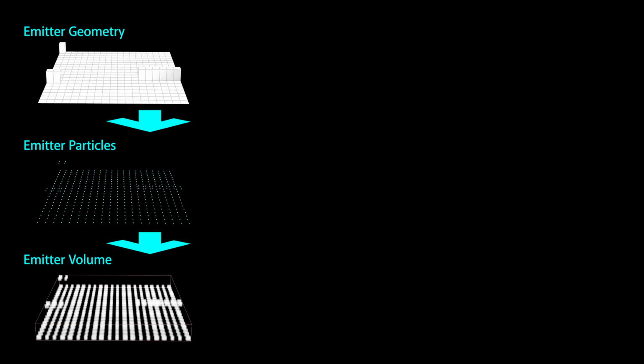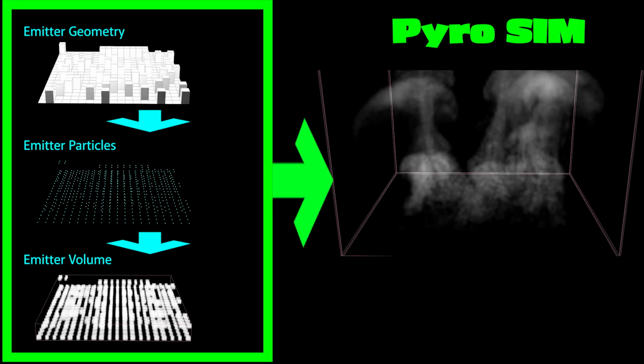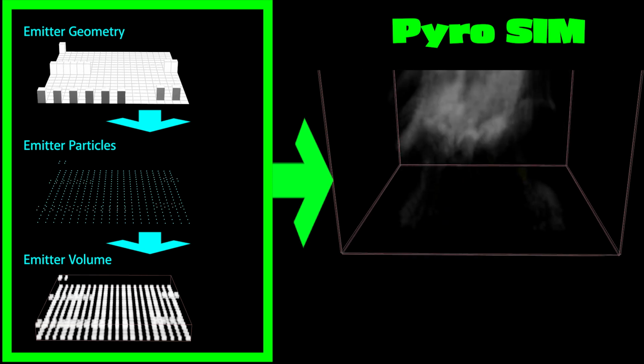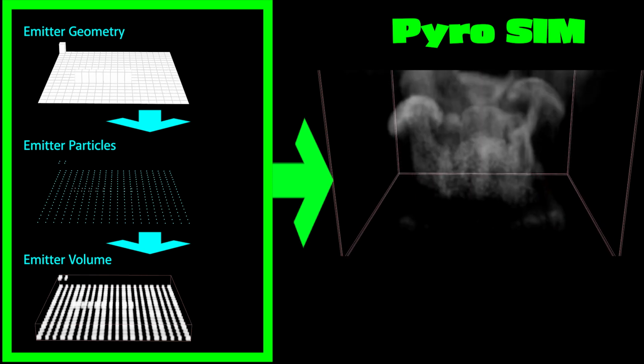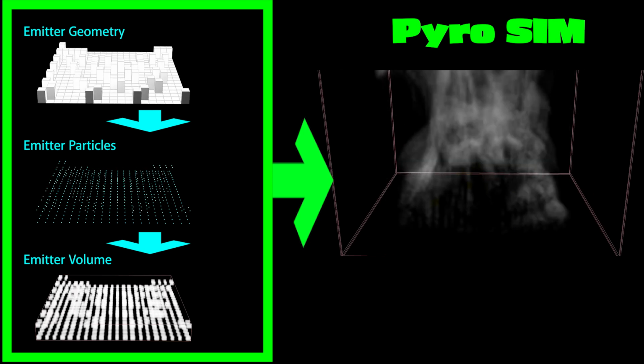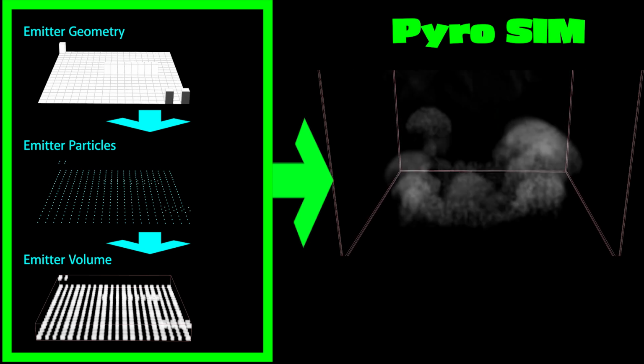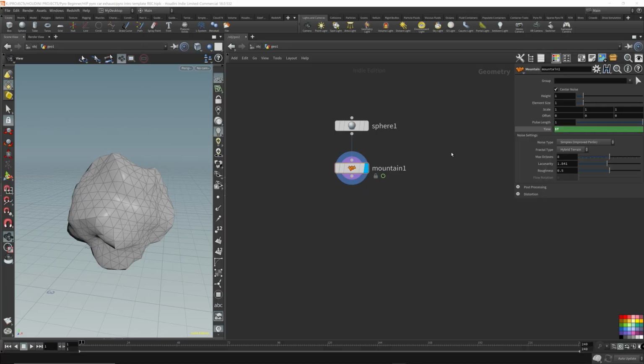The more interesting the shape of the emitter geometry, the higher the chances of getting better results in the simulation. Take your time when it comes to the emitter and try adding different types of noise to the surface of the emitter geometry to get more variety of shapes. Trial and error and happy accidents will make your simulation stand out. So now that we have our emitter geometry, we need to convert it into smoke.